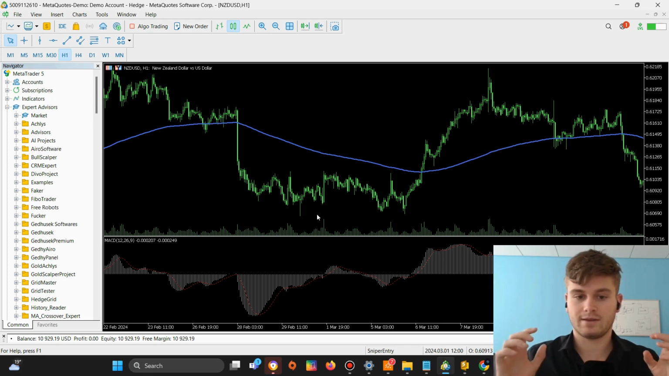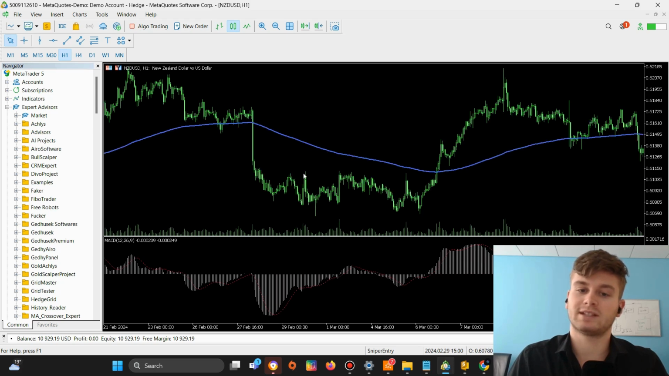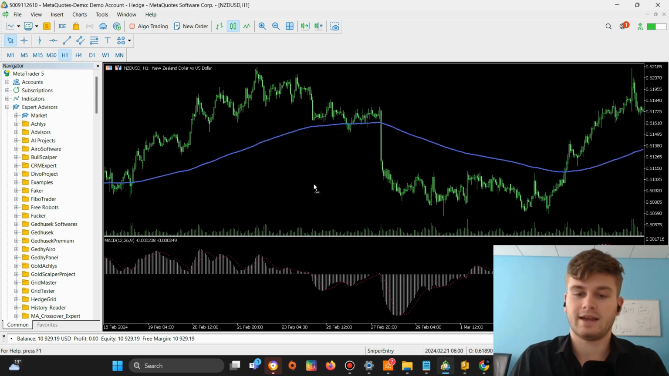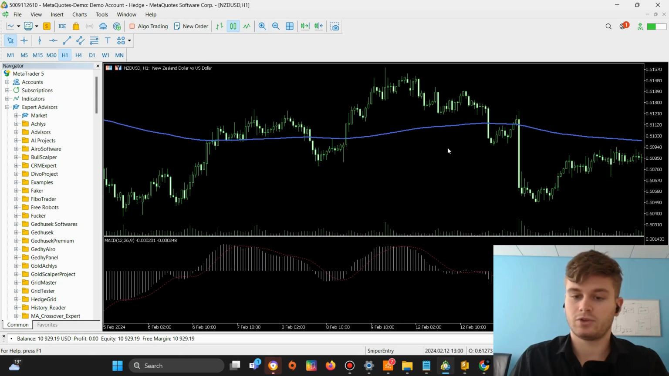And how we take positions is very simple. Basically you use this line for trend clarification. So we open buy positions when the price is above the line, and we open a sell position when the price is below the line. This is for determining whether we are looking for buy or sell positions, and then we enter a position based on the MACD.